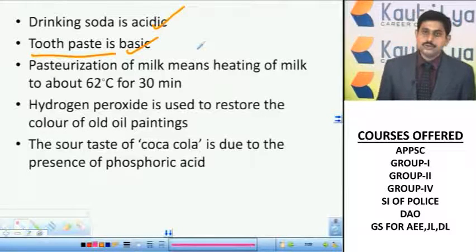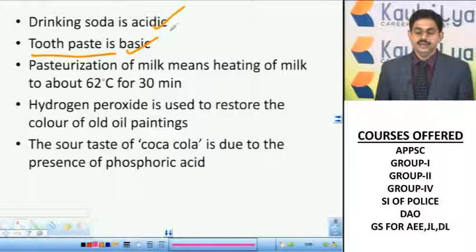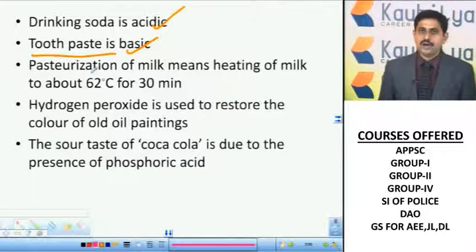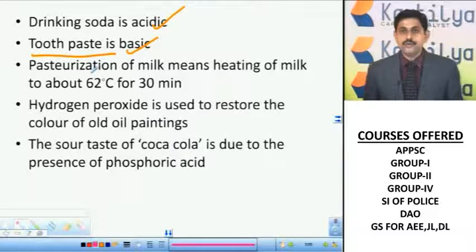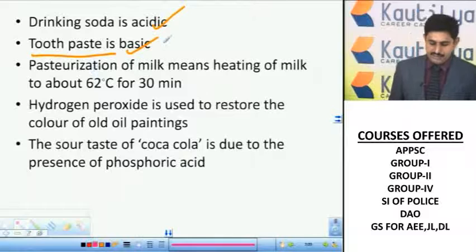So in order to neutralize it, we use toothpaste, which is basic in nature. Toothpaste is basic, and our mouth is acidic in nature. So if you brush with the paste, what will happen? Automatically it will neutralize and make it normal.